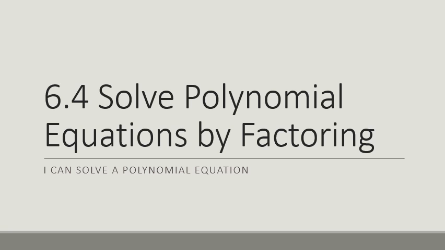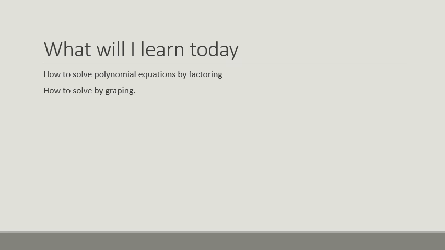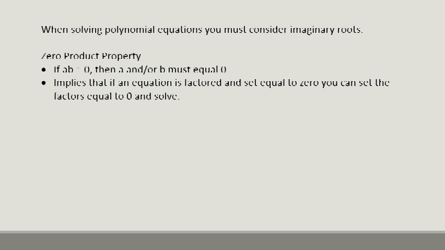Okay, today we're going to look at solving polynomial equations by factoring. You're going to learn to do them by factoring, and actually we're going to learn to do them by graphing as well. So just as a reminder, when you are solving polynomial equations, you have to consider imaginary roots. And we're also going to use the zero product property that basically says if a times b equals 0, then either a or b or both must be 0.